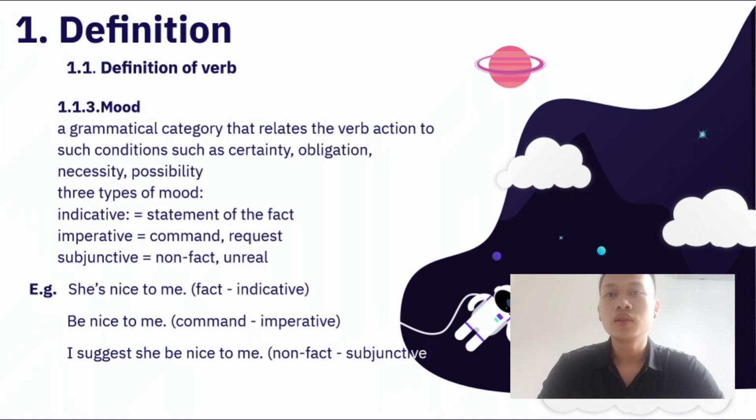For example, you can see here, she is nice to me. It is a fact, and it means indicative mood. The next one, be nice to me, expresses a command. It is the imperative mood. And the last example, I suggest she be nice to me. It is a non-fact, and of course it is subjunctive mood.